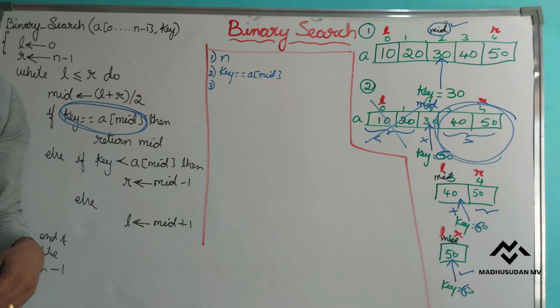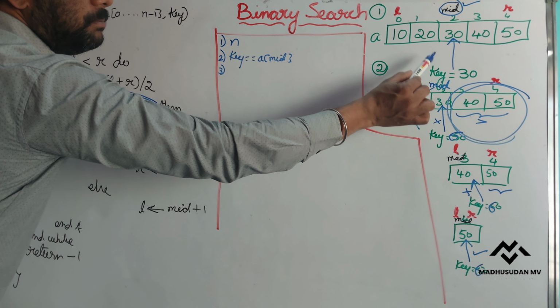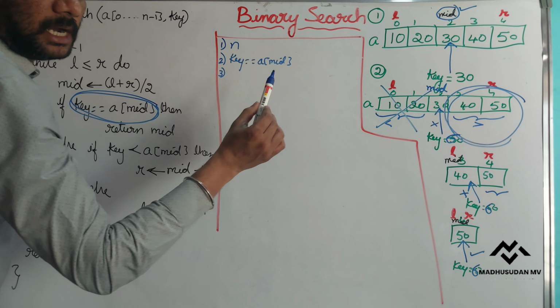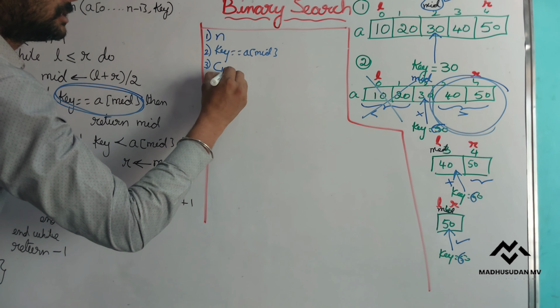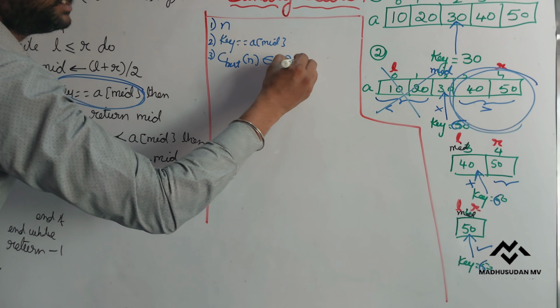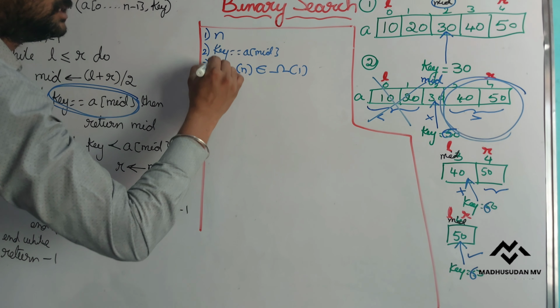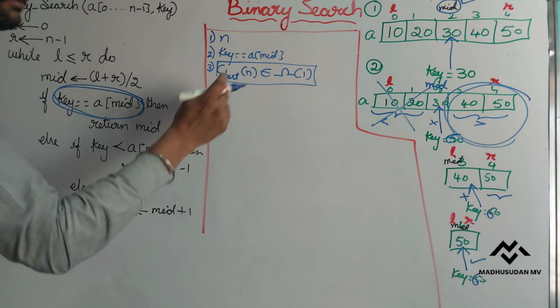So the best case occurs when the key element matches with the mid position. At that time, how many times are we doing the comparison? Only one time. For that I write C best of n belongs to Big Omega of 1. This is my best case time complexity. Now let us look at the worst case.